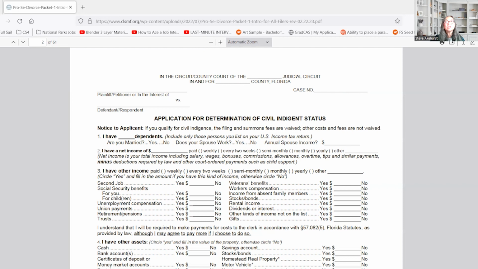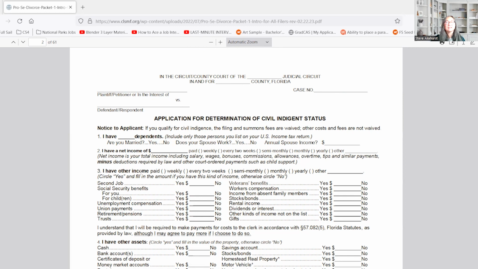And then number 2 is regarding your income. And as it says, it's net income, which means income after taxes. And you have to write how much that is and whether you get paid every week, every other week, semi-monthly, monthly, or other. If you have other, then you write other. And it explains what your income is.